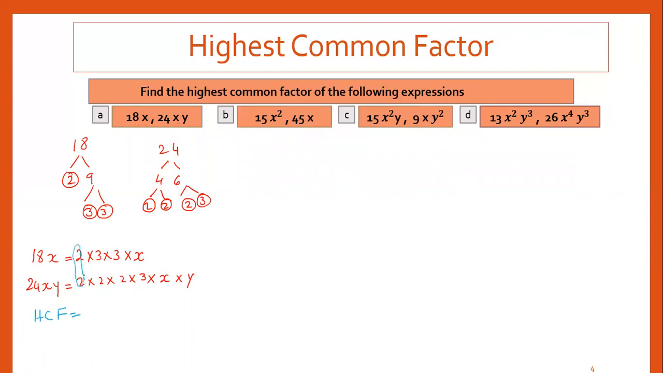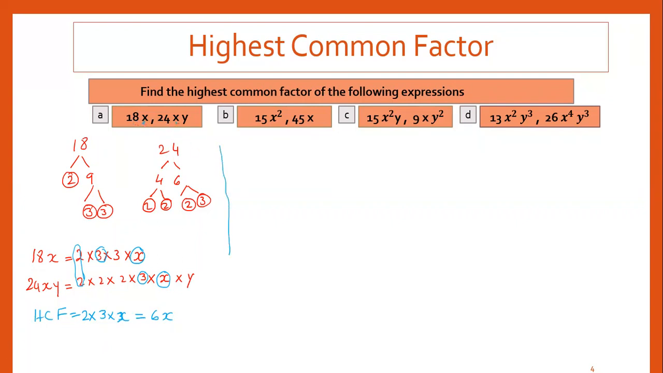I have 2 in common, so that's one thing. I have 3 in common, so this is another number. Then we have x in common. So the highest common factor between these 2 terms is 6x. Can we do this mentally? Yes, we can. We will look at the 18 and the 24 and find that the highest number I can divide both of them by is 6. Then I'm going to look at the variables we have and take whatever is in common between them.